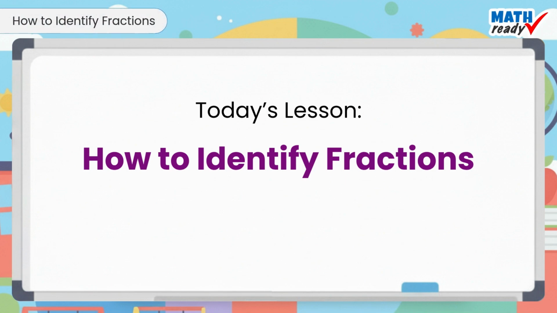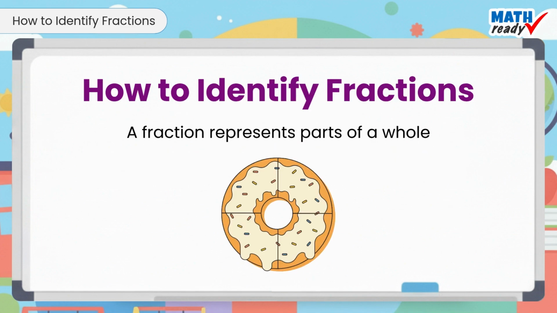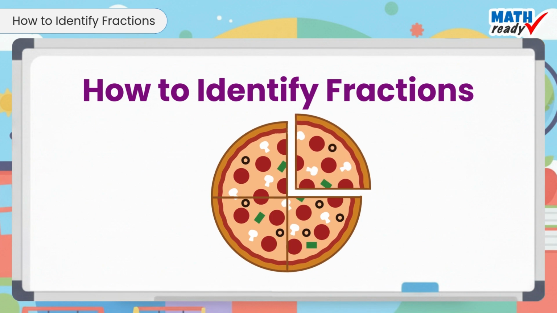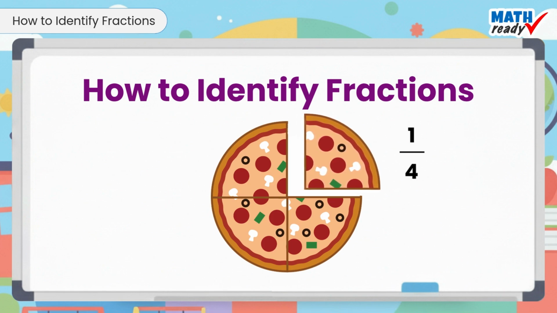Today we will learn how to identify fractions by looking at coloured parts of a shape. A fraction represents parts of a whole. If we imagine a pizza cut into 4 equal-sized slices, if you take one slice, you now have 1 out of 4 pieces, which, written as a fraction, is 1 over 4.